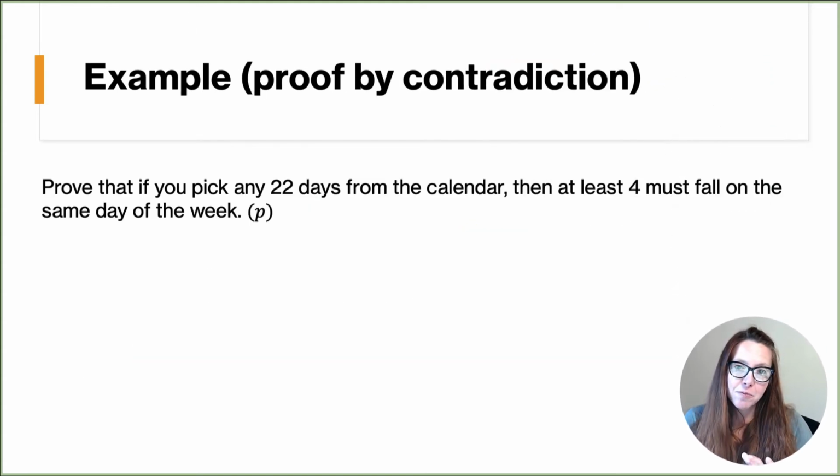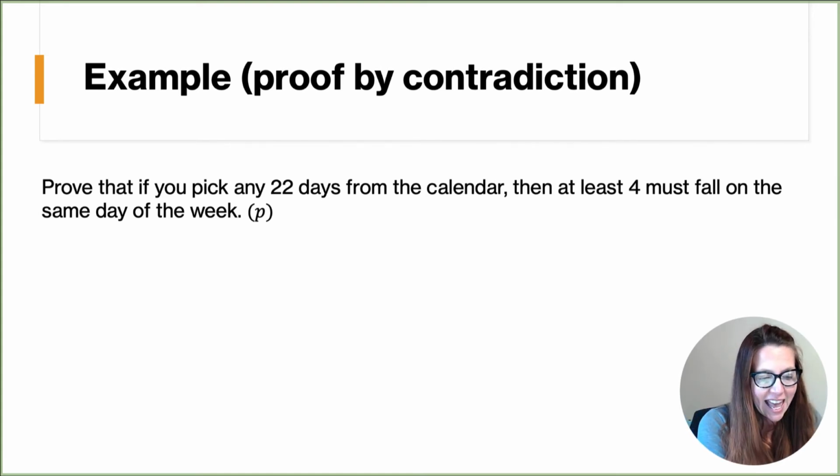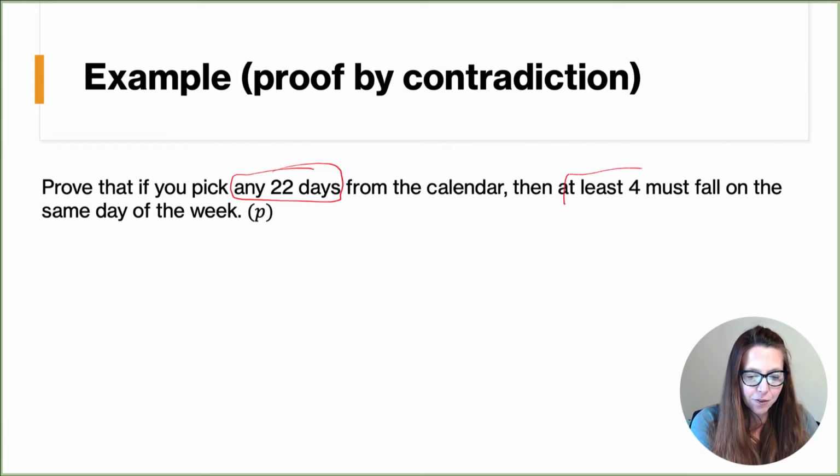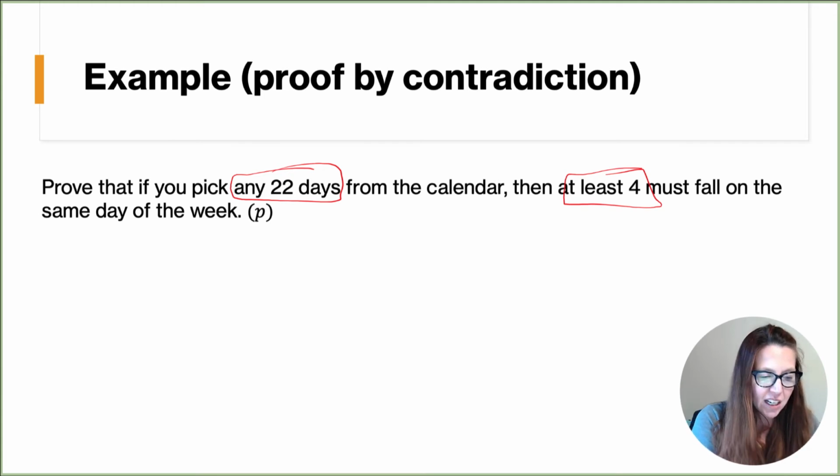Here's our example of proof by contradiction. So we want to prove that if you pick any 22 days from the calendar, then at least 4, could be more, at least 4 must fall on the same day of the week. And so that's our proposition, P.